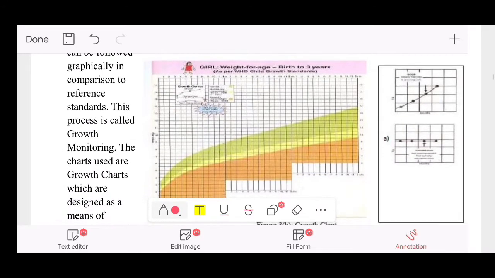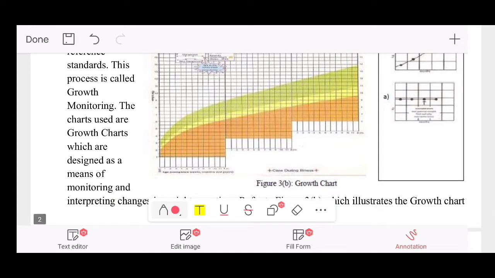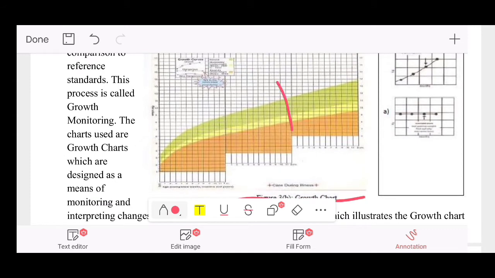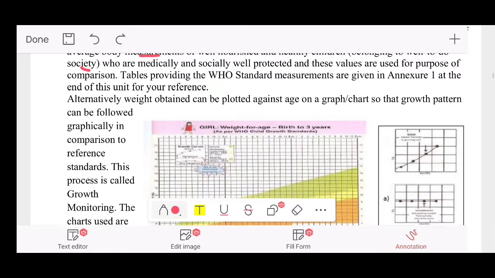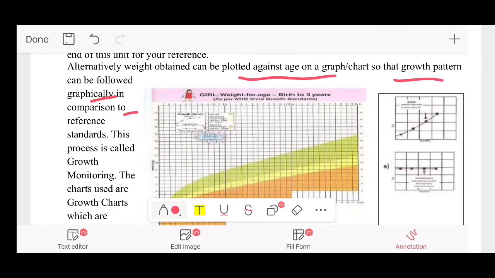Okay, so tables providing the WHO standard measurements are given. See here one table is given. Girl weight for child birth to 3 years. See here one scale is given, a growth chart is given. Alternatively, weight obtained can be plotted against age on a graph or chart so that the growth pattern can be followed graphically in comparison to the reference standard. This process is known as growth monitoring.